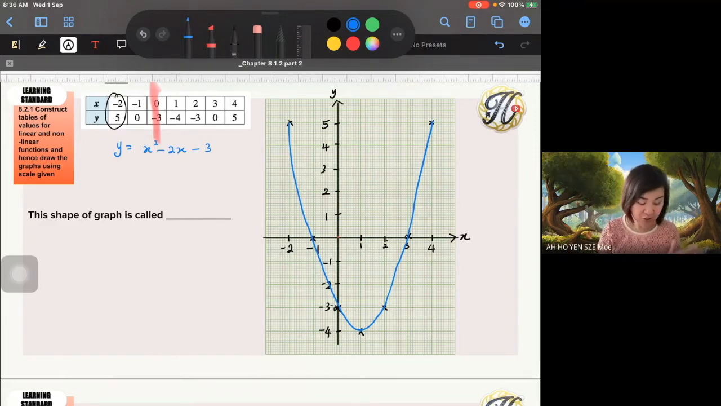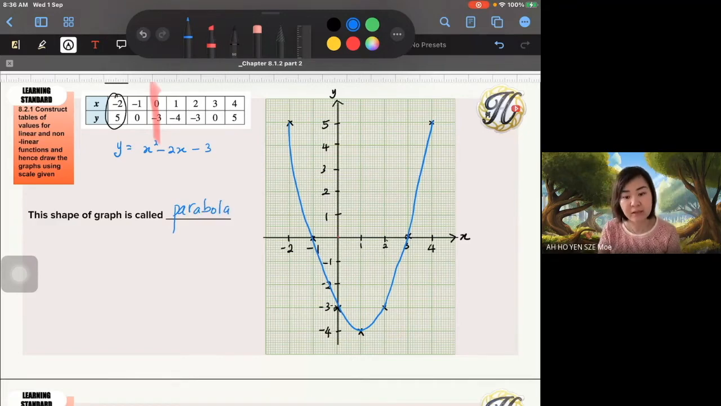So what is the shape of the graph? The name of the graph, when there's a shape of U, we call it what? Anybody know? Yes. Okay, Steffi, good. Parabola. Actually I asked you all to do flip learning before I enter the class. If you go through, then actually you already know what I explained here.